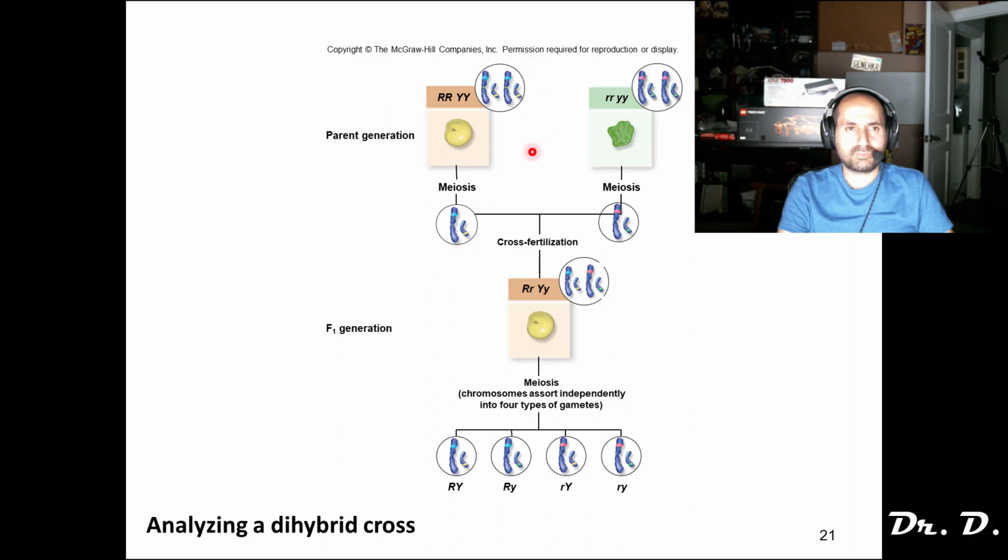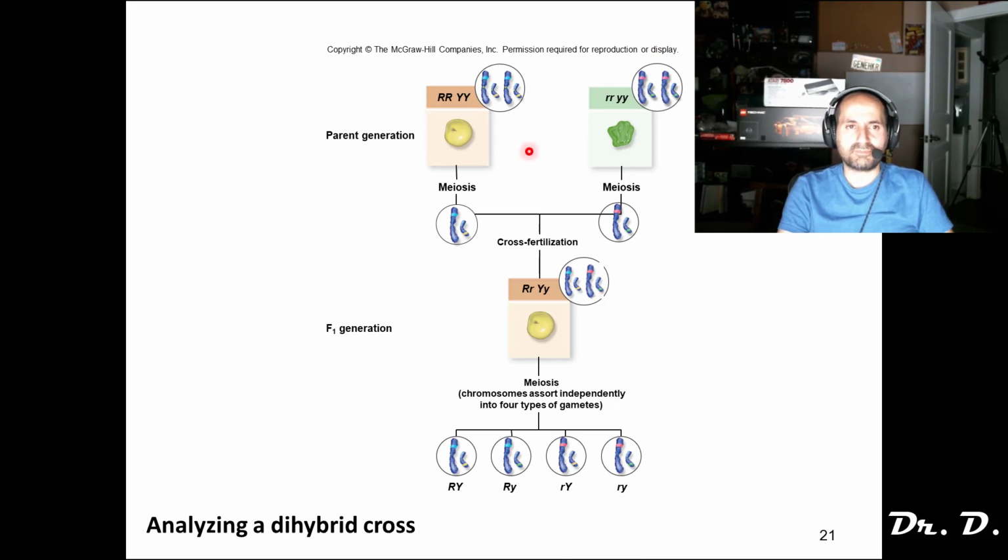He made a true breeder over here. One parent is a true breeder of round and yellow. Okay, two different traits, right? Shape of the pea and color of the pea, round and yellow, and he crossed it with green and wrinkled. Okay, green color and wrinkled shape.